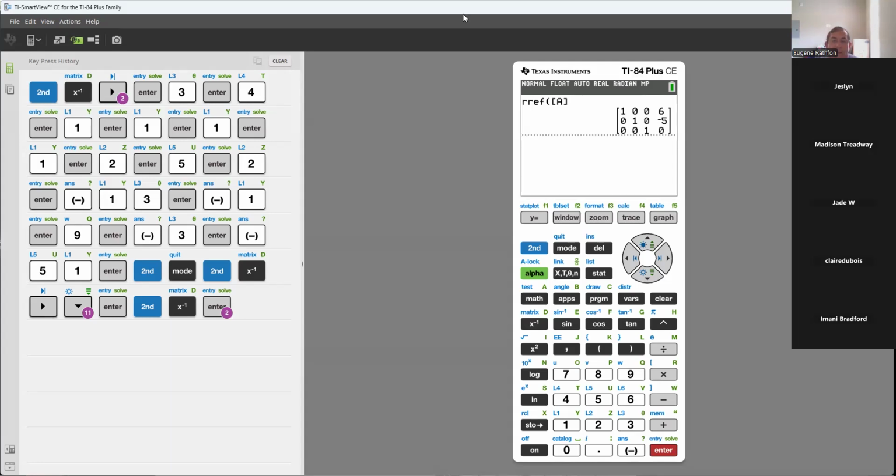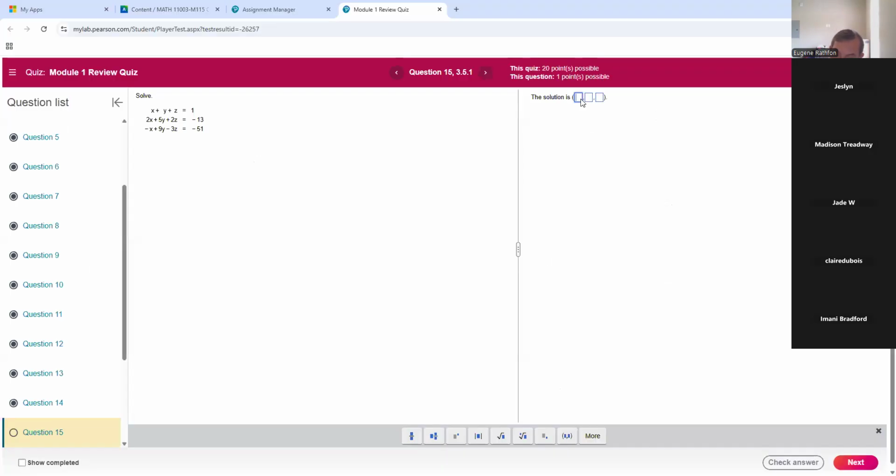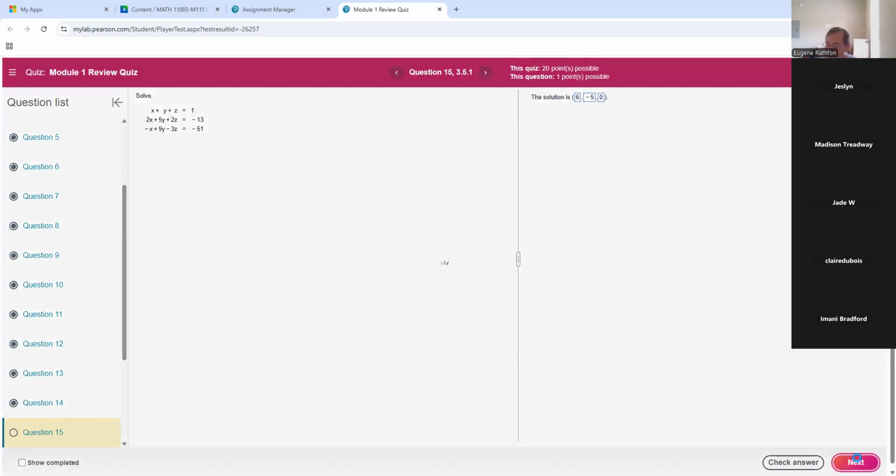So really, that's what MATLAB wants now: a 6, a -5, and then a 0. All right, y'all. So after that, you get to hit next.